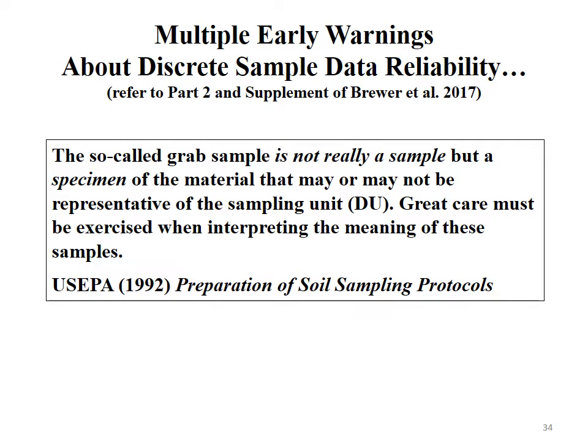There are a lot of early warnings about this discrete sampling method, even in the late 80s and in the early 90s. Here's a quote from an EPA guidance written in 1992. The so-called grab sample was not really a sample, but a specimen of the material that may or may not be representative of the sampling unit, or what we call now the decision unit. Great care must be exercised when interpreting the meaning of these samples.